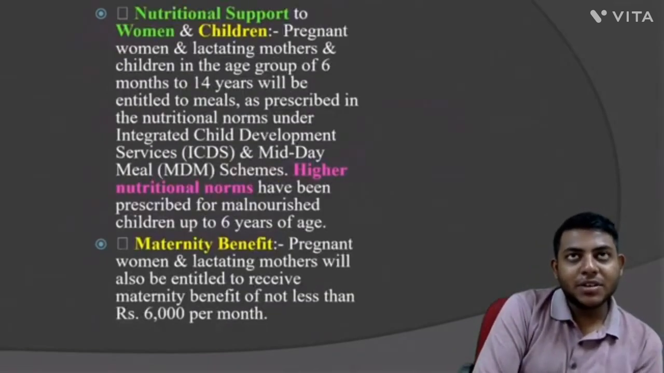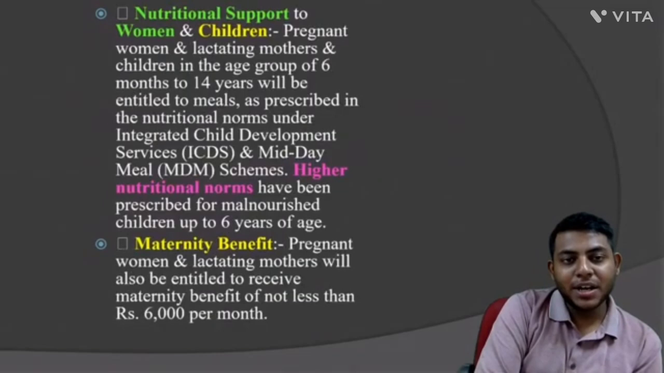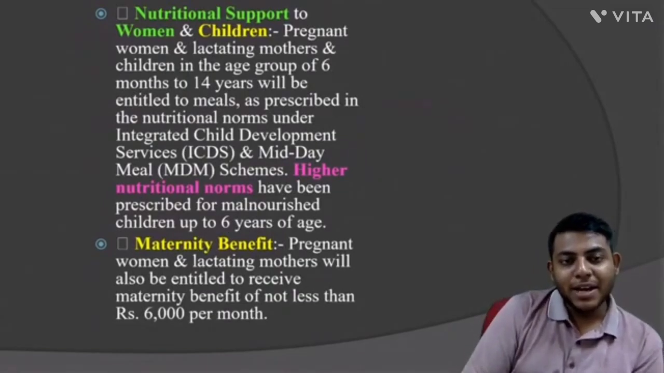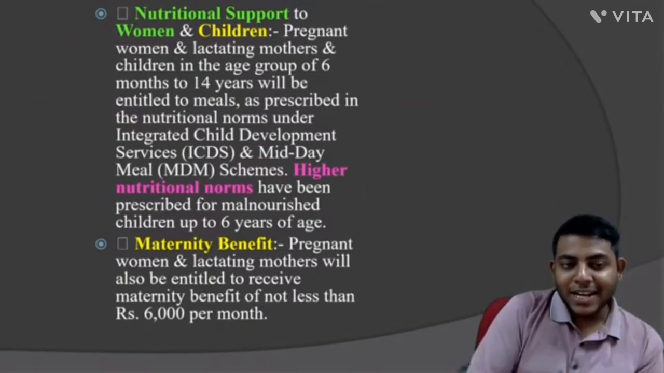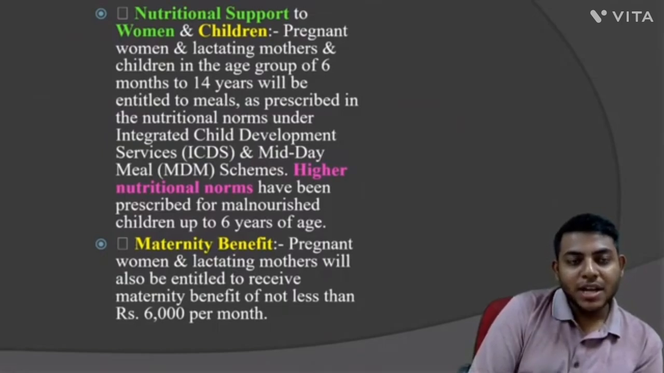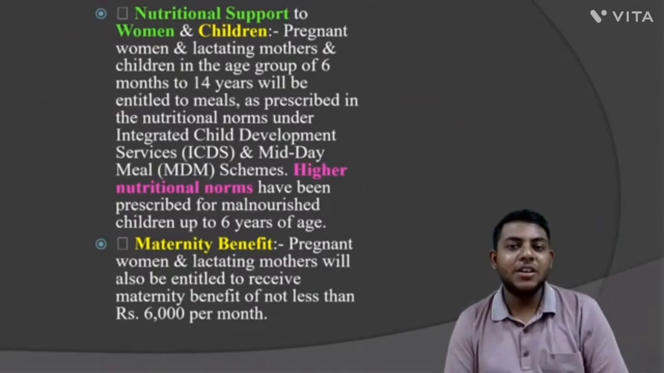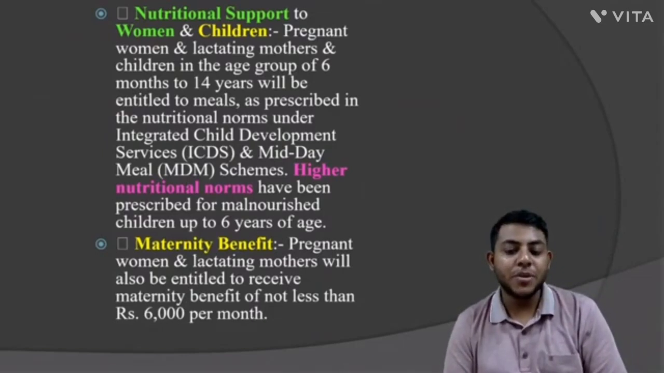So, another salient feature of the National Food Security Act is pertaining to nutritional support to women and children. So, pregnant women and lactating mothers and children in the age group of 6 months to 14 years will be entitled to meals as prescribed in the nutritional norms under the Integrated Child Development Services or ICDS and midday meal schemes. So, higher nutritional norms have been prescribed for malnourished children up to 6 years of age.